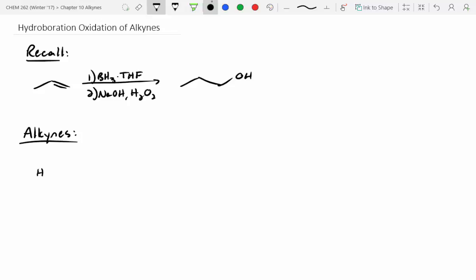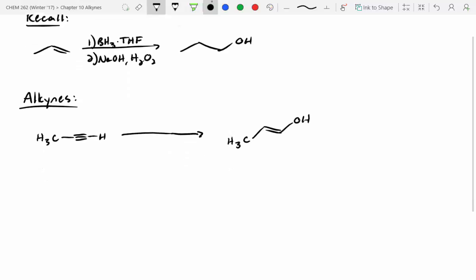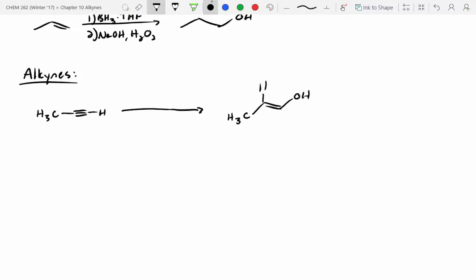And then with alkynes, we need to do something similar. And if we do this, you can imagine we're going to get an enol, but this time our alcohol is going to come off the less substituted side. So I'm going to put in my hydrogens just so we have a complete picture here. And this is our enol.